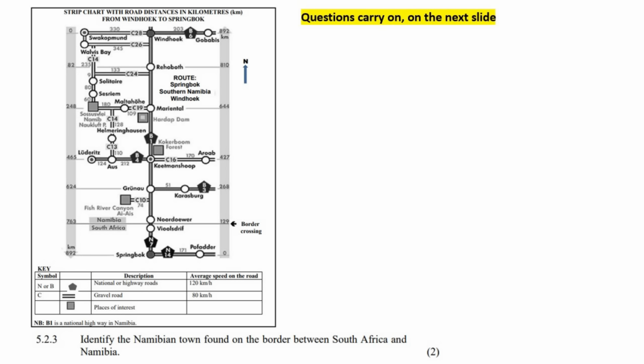So the border is over here. Here's South Africa, okay? And then here's Namibia. So this line is the border. So you see there's 2 towns over here on either side of that border, okay? Now they said identify the Namibian town. So the Namibian side would be this one here, Noordoewer, something like that. I don't know. Oh, and here also says border crossing. Okay, I was looking for that. So the answer is going to be Noordoewer.